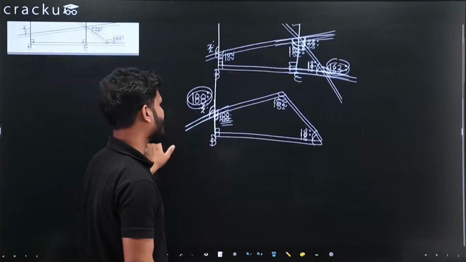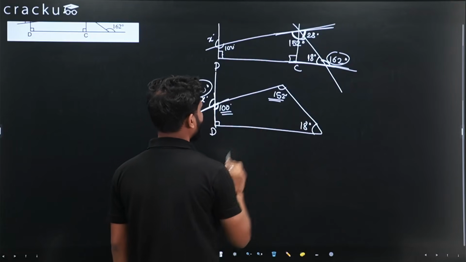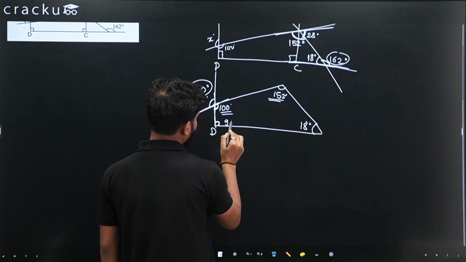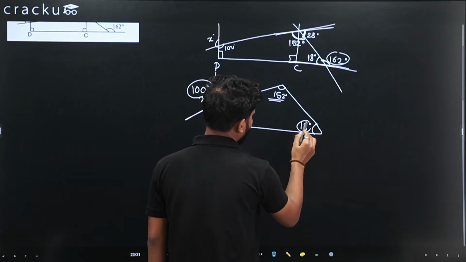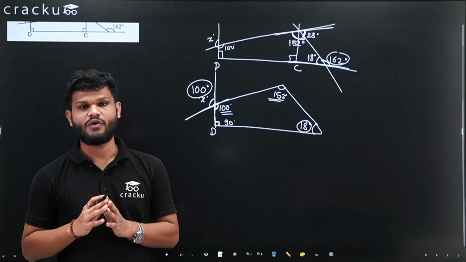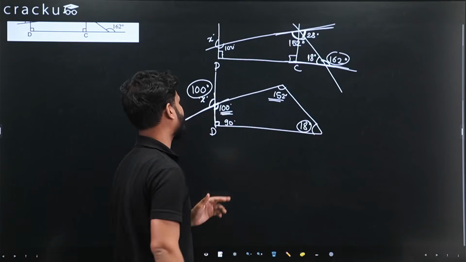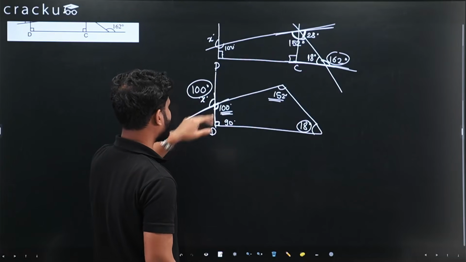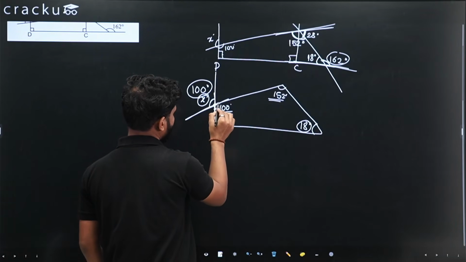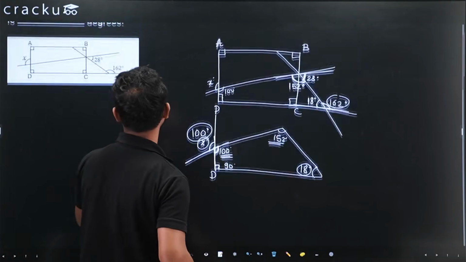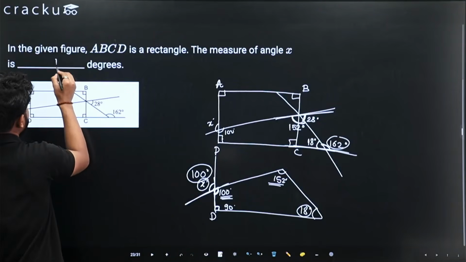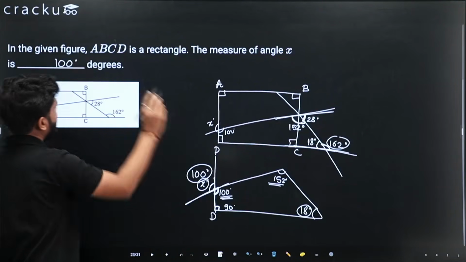How did it come 100? We knew this is 152, this is 90 degree, and this is 18 degree. Sum of all angles of a quadrilateral is 360 degree. So from that we got the fourth angle as 100. And these two lines are intersecting and this is x. So these two are opposite angles, hence it will also be 100. So the answer to this question will be 100 degrees.